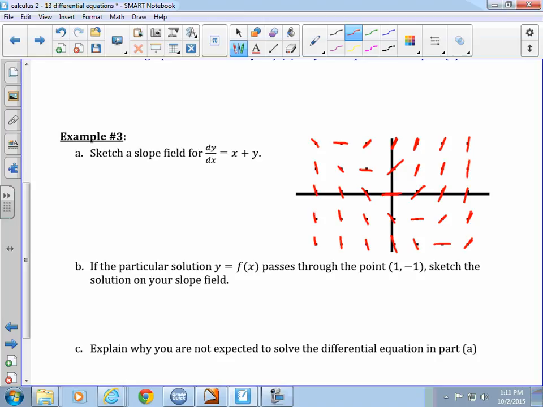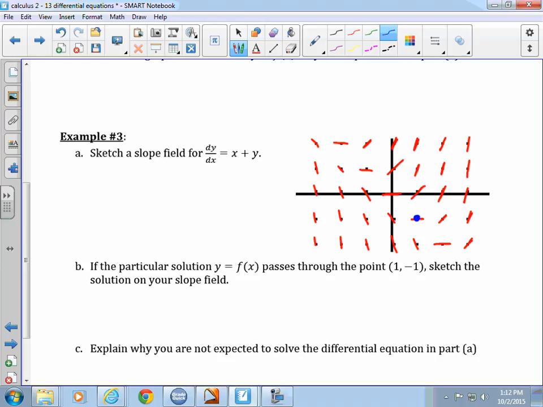Right. If the particular solution passes through the point (1, -1), sketch the solution. Well, this looks like a bottoming out point to me, doesn't it to you? Because it's a horizontal tangent, and I know the slope to the right is positive and the slope to the left is negative, so that's actually a minimum value. You see how much I figured out from this slope field?